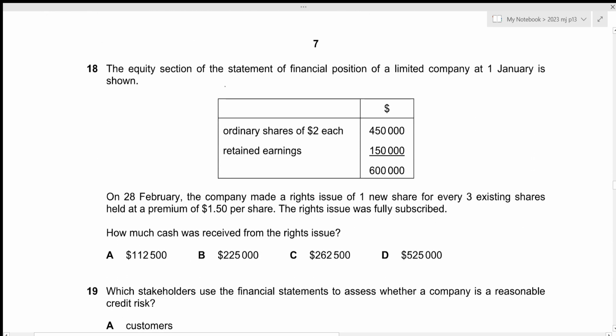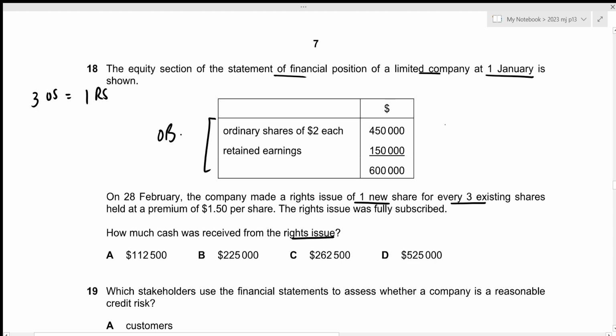The equity section of the statement of financial position of a limited company at 1st January is shown. So this is our opening balance. Now, how much cash was received from the rights issue? Okay, on 28th February, the company made a rights issue of 1 new share for every 3 existing shares. So for every 3 ordinary shares, we provided 1 new rights share.